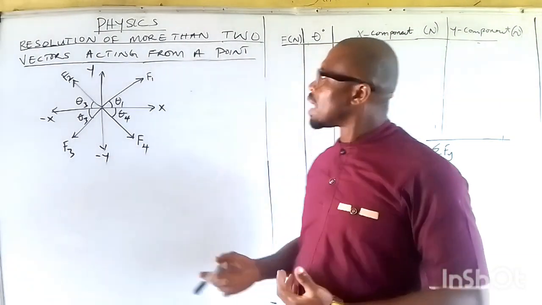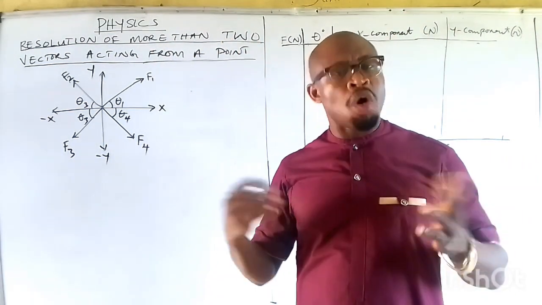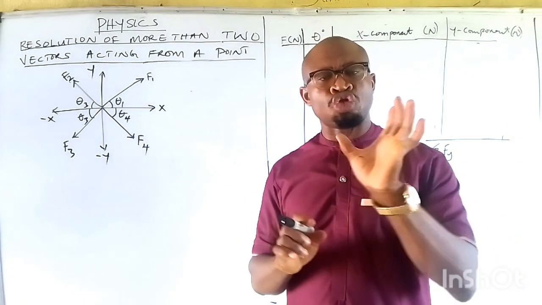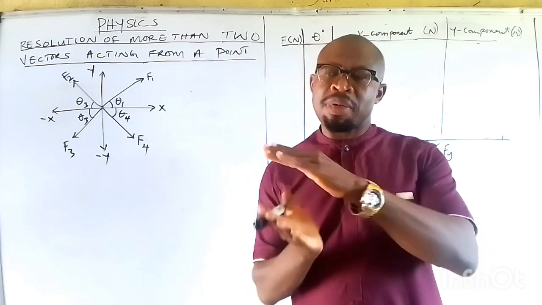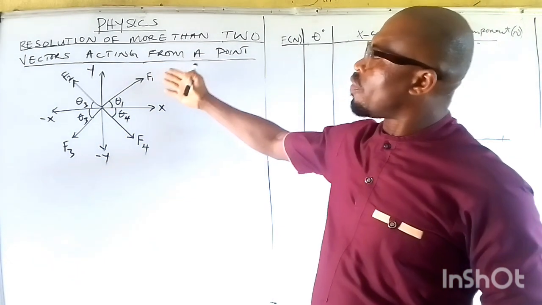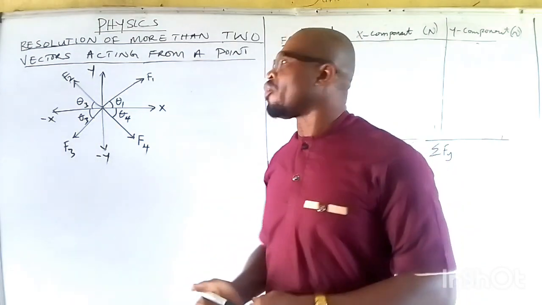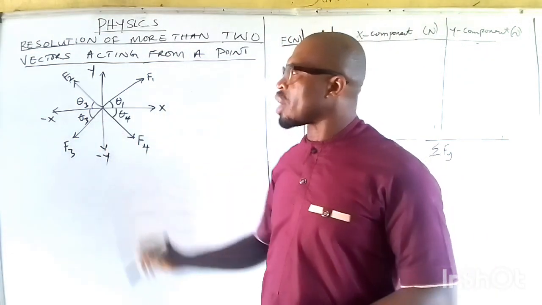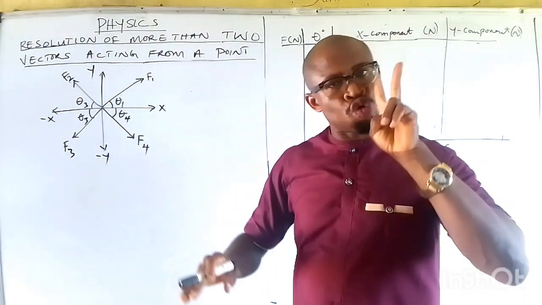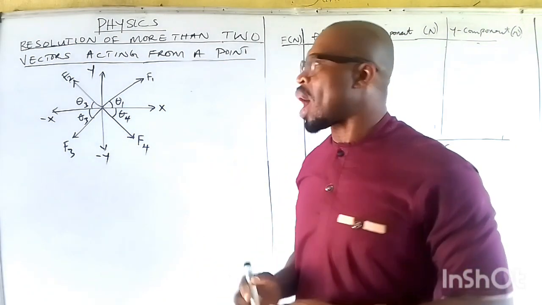I want us to look at how we can resolve 3 or 4 or more forces acting from a point. Remember, in our last class, we dealt with how to resolve 2 forces acting from a point, maybe at an acute angle or at an obtuse angle. But today, we have more than 1, 2, 3, 4 forces acting from a point at different angles. Now, the first thing we will do is to resolve them in a 2-dimensional plane, which is the x-axis and y-axis.